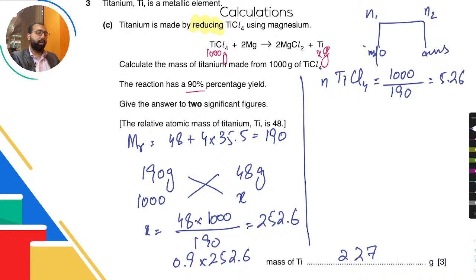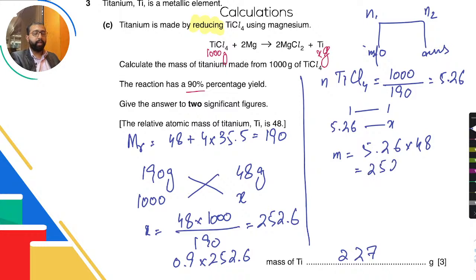I will use the mole ratio. Mole ratio is 1:1, so I will get the same moles of titanium, and the mass of that will be number of moles times Ar. So 5.26 times 48. So that is going to be 252.6. Now here's what I did.